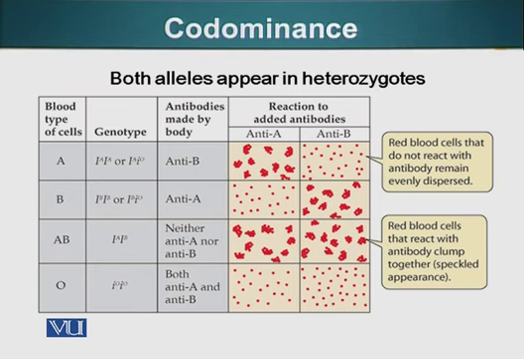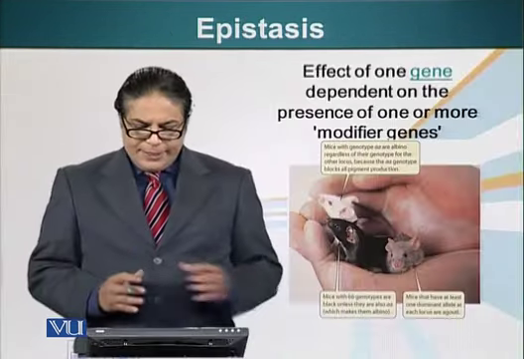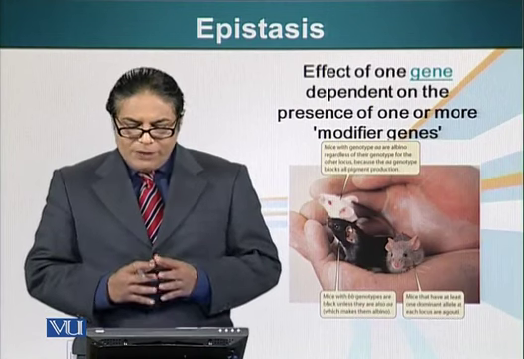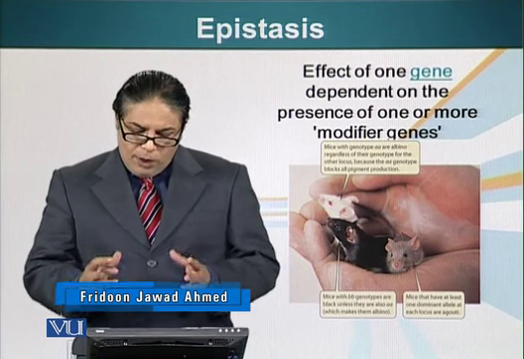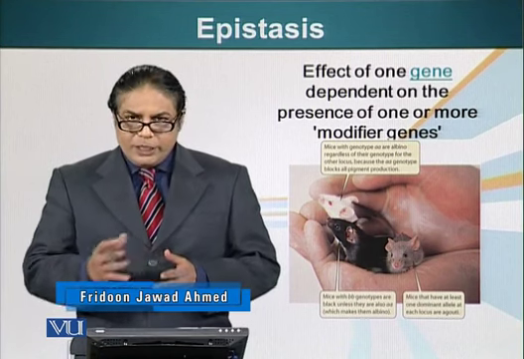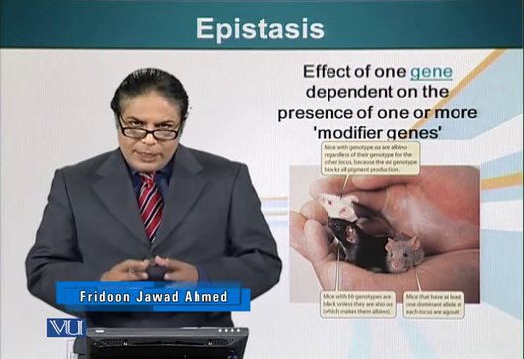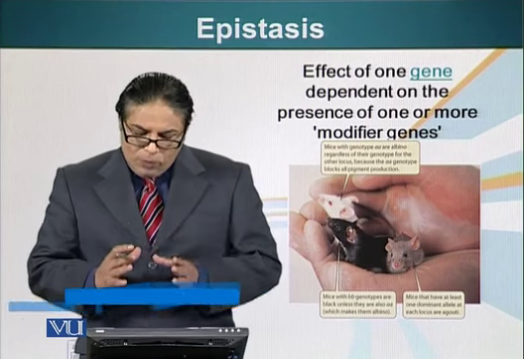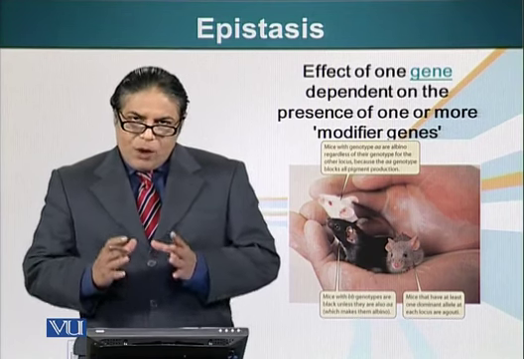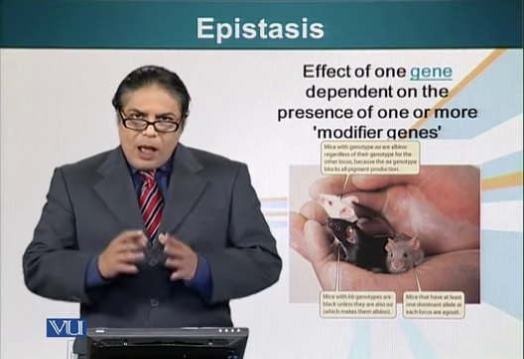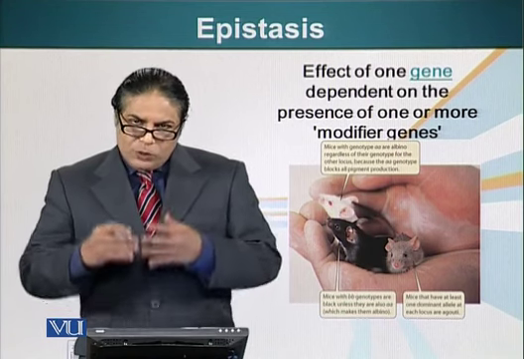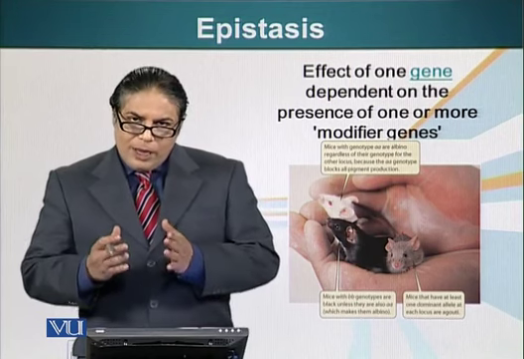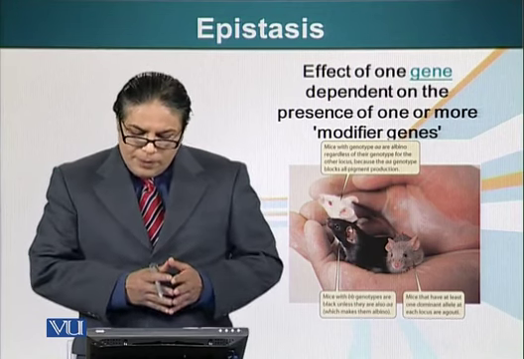Next, let me introduce you to another concept, epistasis. It is a phenomenon in which the effect of one gene is dependent on the presence of one or more modifier genes. For example, in mice, the brown coat color is dominant over the black coat color. However, the ability of mice to produce color on their coat is dependent on another gene.